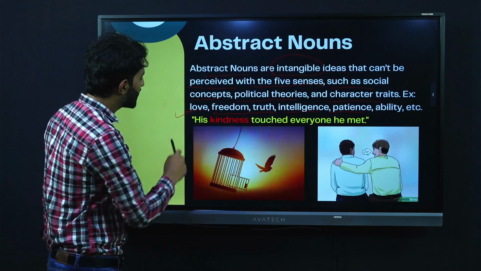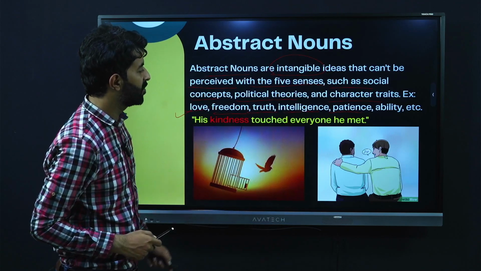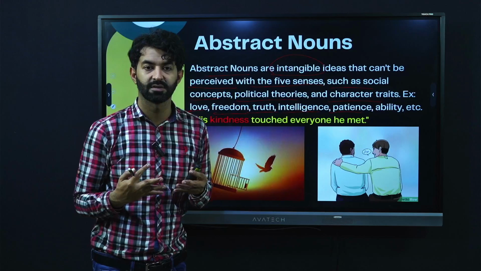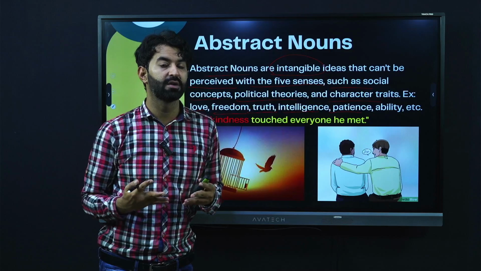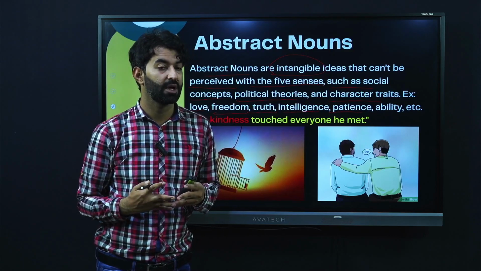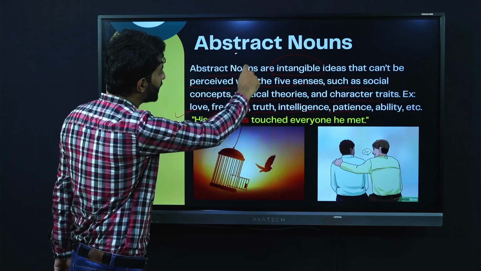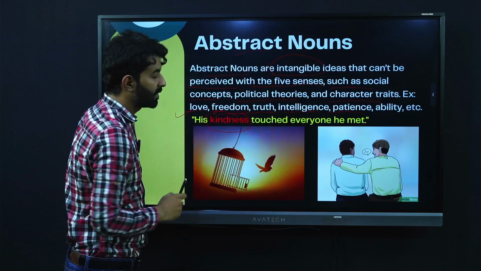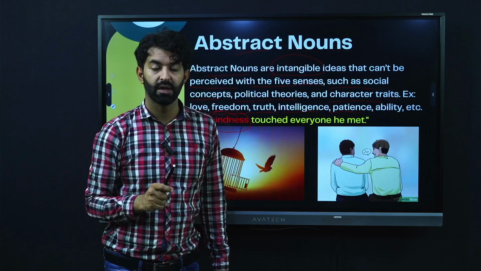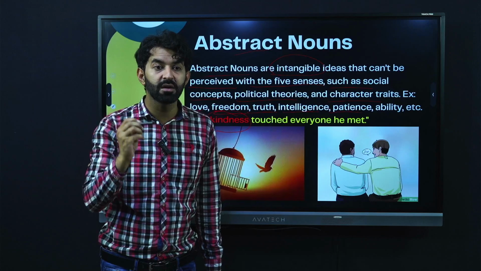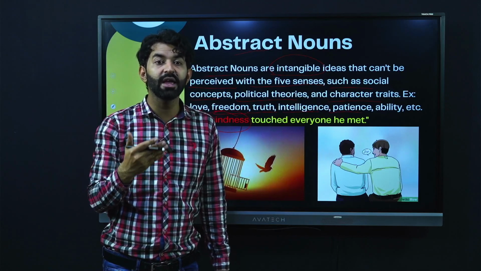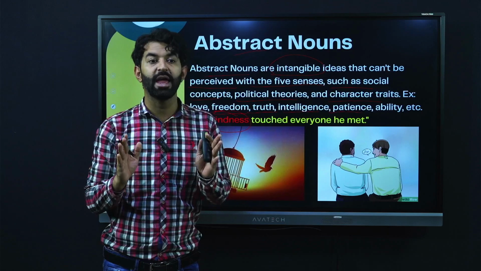Now, here we have an example. His kindness touched everyone he met. Kindness is a noun. But what kind of noun is it? It's an abstract noun. It is intangible. It means you cannot touch kindness. You cannot hear it. You cannot smell it or taste it. So this is an abstract noun.